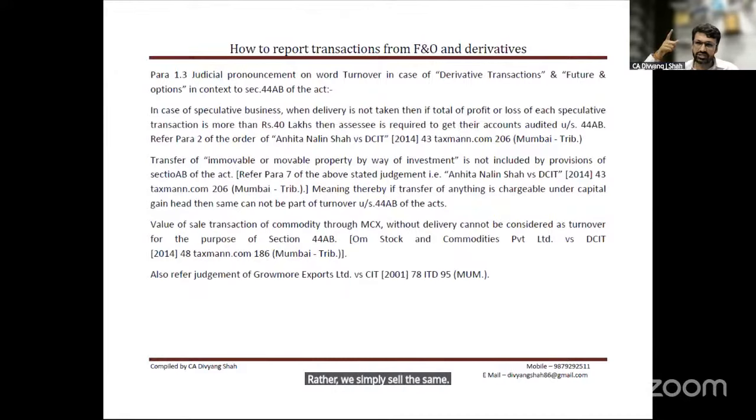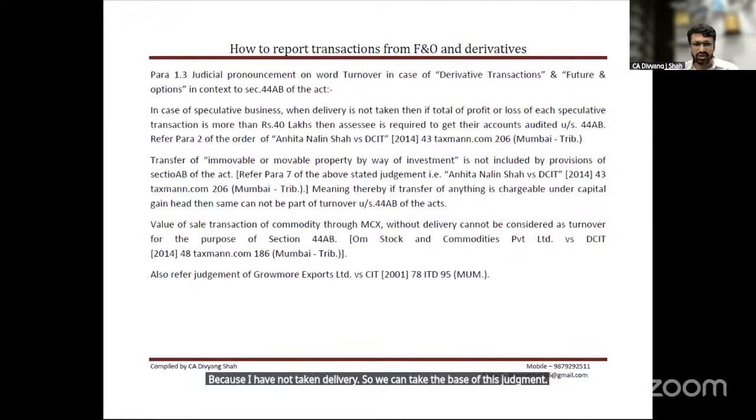Rather, we simply sell the same. So I purchased shares of Reliance for 500 and sold the same share for 510. So I have a profit of rupees 10. In this case, my turnover will not be 510 rupees, it will be 10 rupees only because I have not taken delivery. So we can take the base of this judgment.